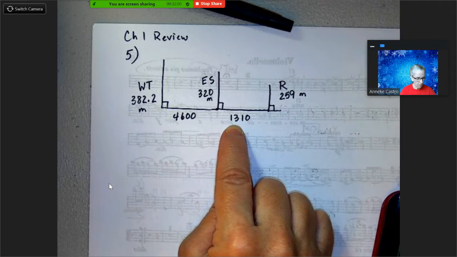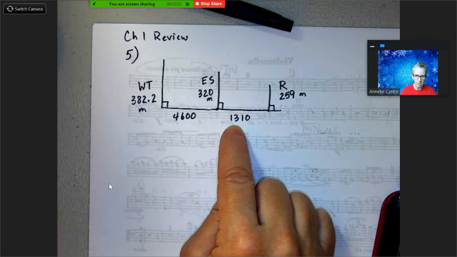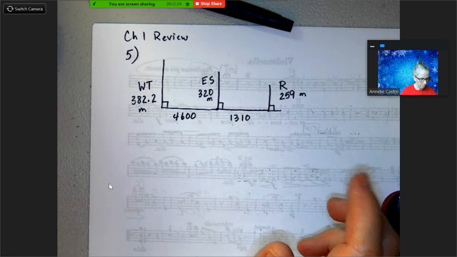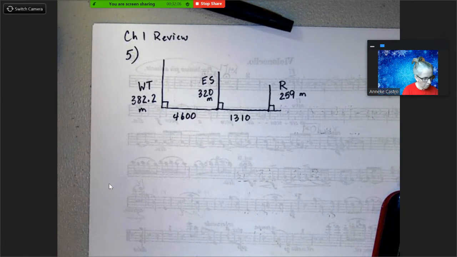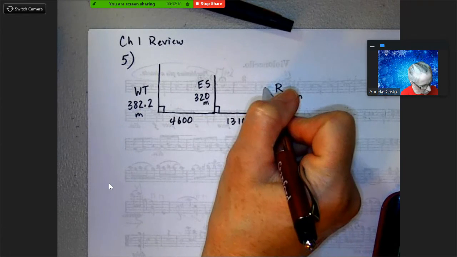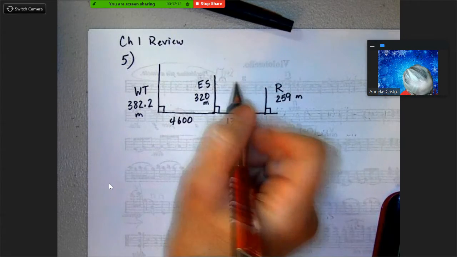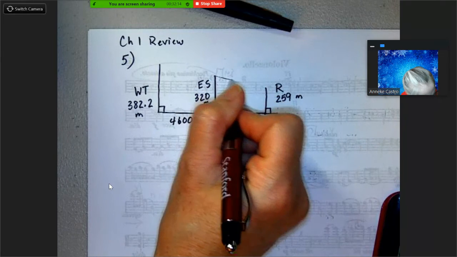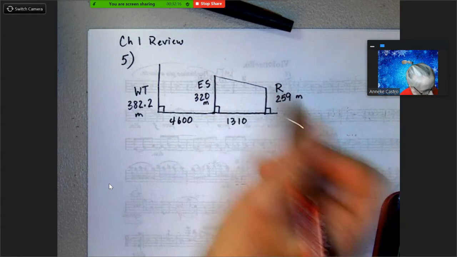All right, so the observation decks are at the top of the buildings so that you can look out over the city. And from Rockefeller Center, we want to know if you were standing on the top of Rockefeller Center, what is the angle that you would have to look up at?